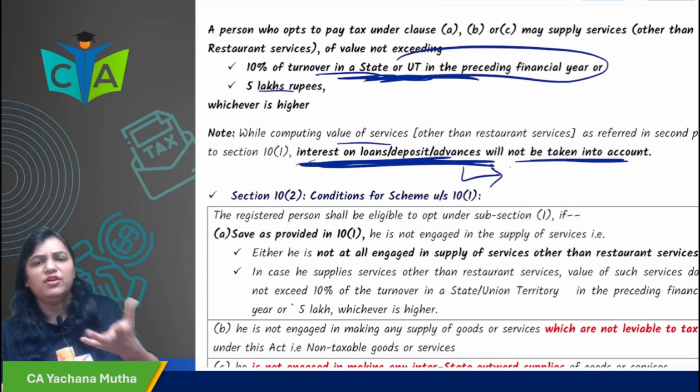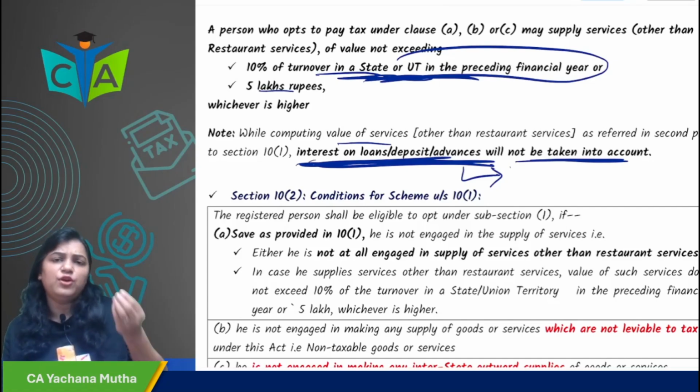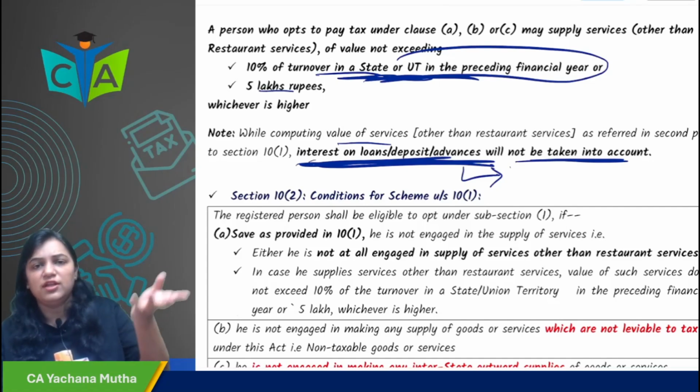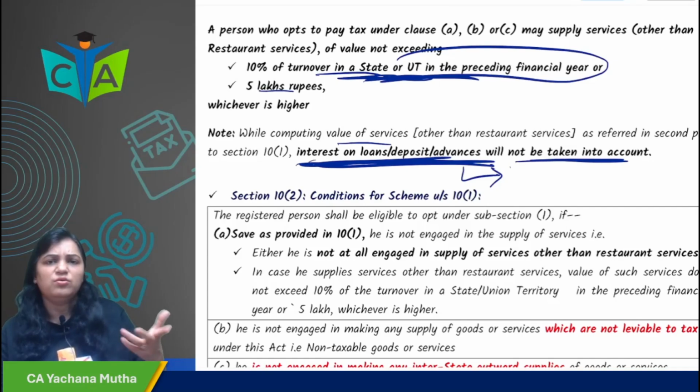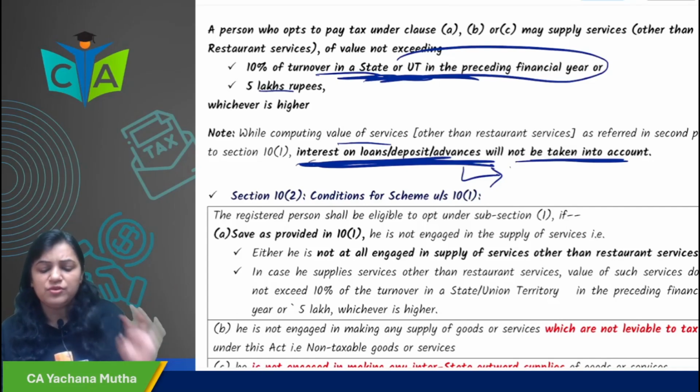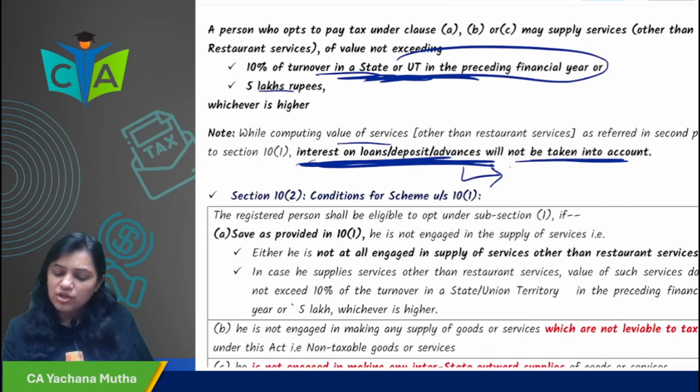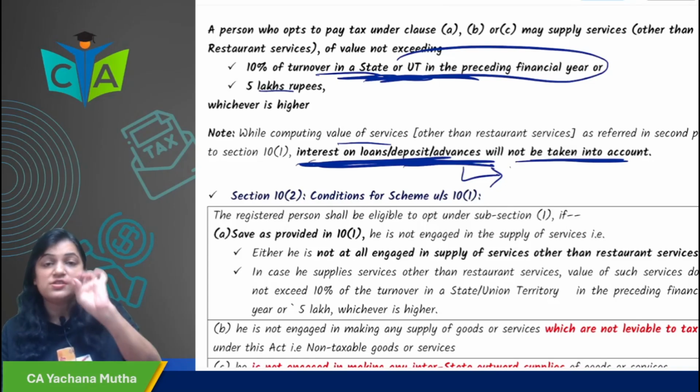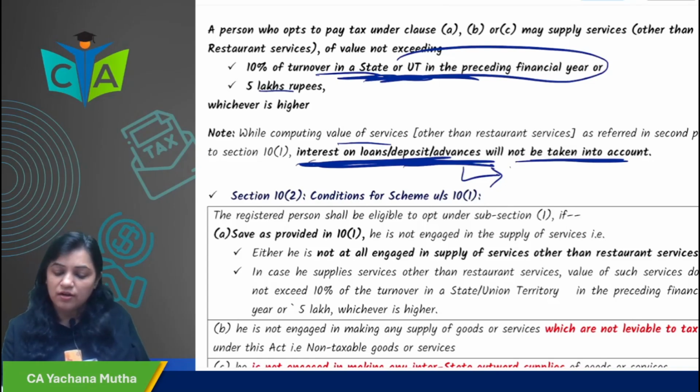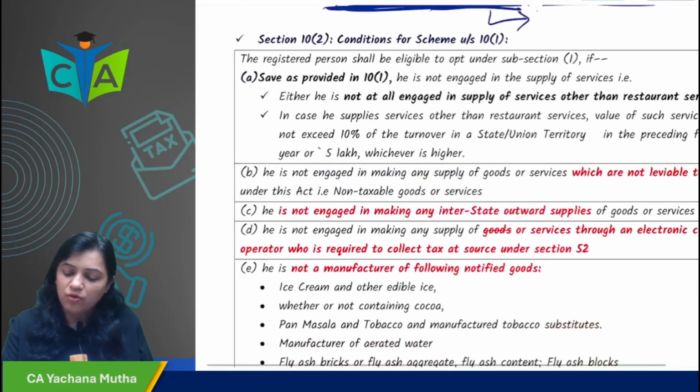Because nowadays everyone has, for example, some funds they have put in an FD, and the interest is coming. So the government said, don't take that in the limit of this 10%. Okay, so the interest on loan, deposit, advance, even if it is given in the question, you are not required to take it in the adjustment part. Okay, I hope it is clear.